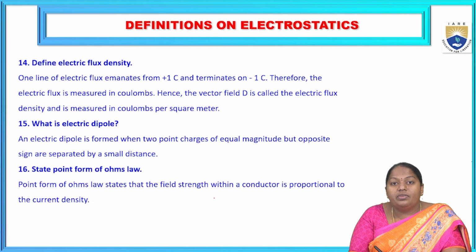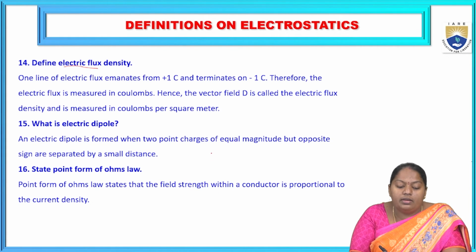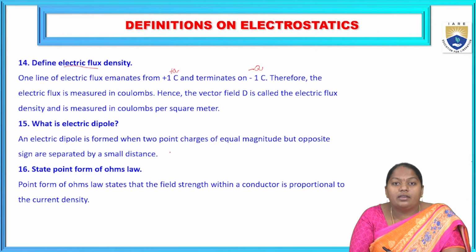Flux means the number of lines of force, and the number of electric lines of force is said to be electric flux, and passing through a given area is said to be electric flux density. One line of electric flux emanates from plus 1 coulomb, plus q, and terminates on minus 1 coulomb, that is minus q. Therefore, the electric flux is measured in coulombs. Generally, electric flux is nothing but electric charge, and it is measured in coulombs.